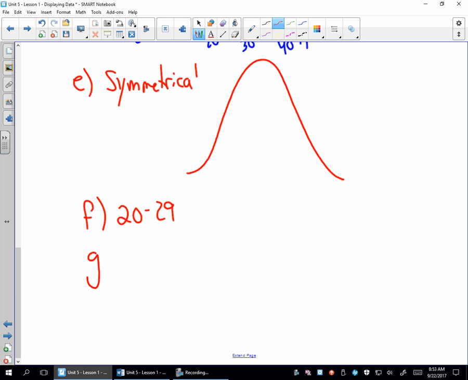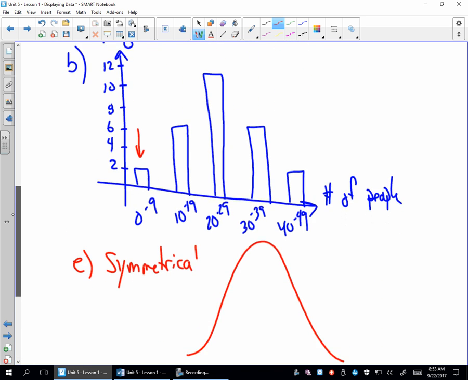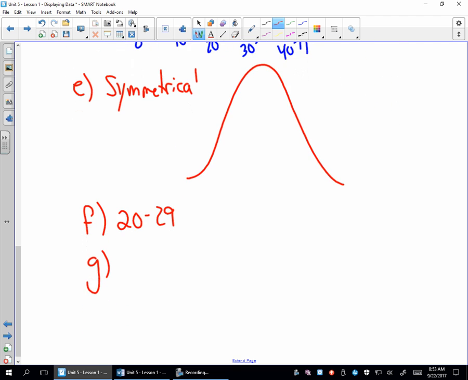Okay, and then part G. Are there any outliers? Well, look at my data. They're all pretty close together. There's nothing different from everything else. So I would say no. Everything's pretty close together. Okay, so that's a brief introduction to some organizing and displaying of data.